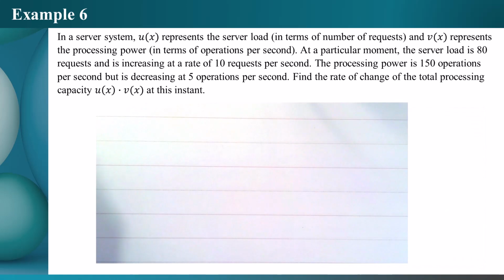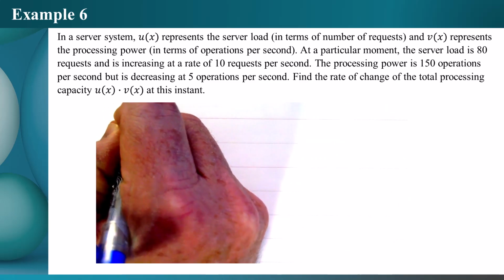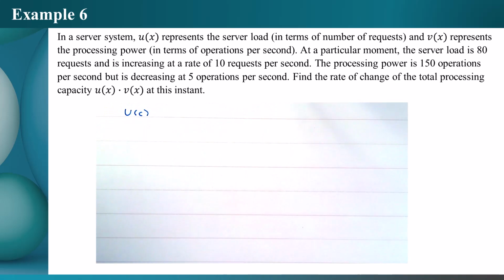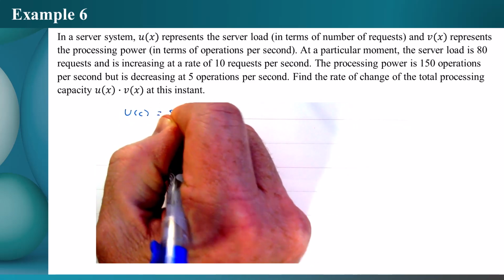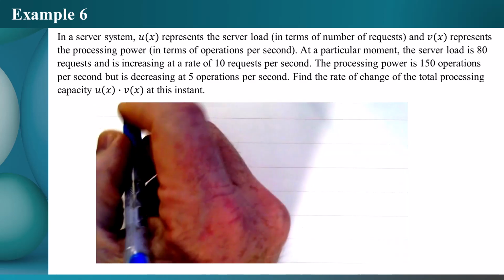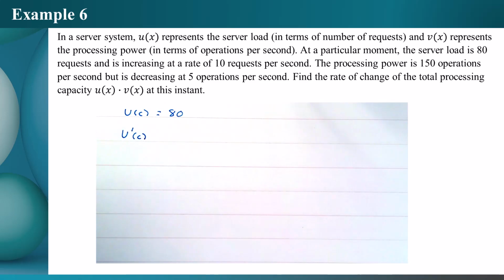In this problem, U of x represents the server load, and we're told here that at a particular moment the server load is 80 requests and it's increasing at a rate of 10 requests per second. And we can write that down mathematically. That means at some moment, and I'm just going to write, let's say, U of c. C just represents some number here. I'm not told what number that is, but it doesn't really matter. U of c, at that moment, I know that this value is 80. And I know it's increasing at a rate of 10. So U prime of c is equal to 10.